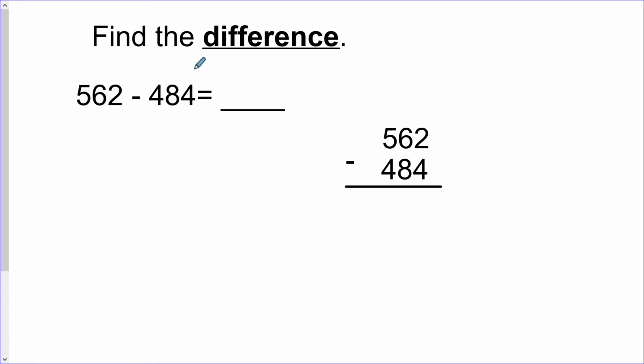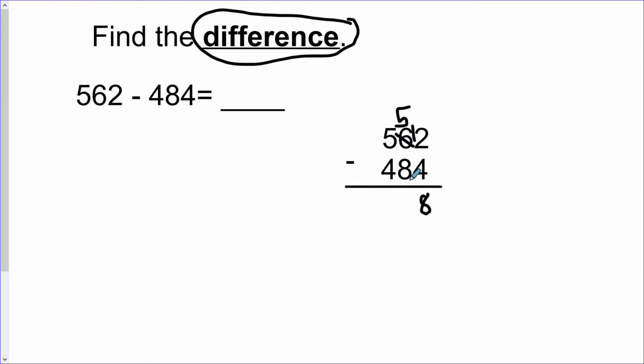Let's look at this one. Find the difference. Who's my smart person that remembers what difference means? That's right. It means subtract. So start with your ones place. You have 2. Take away 4. Can we do that? Regroup. So we're going to our tens place. We're going to take one of those tens away, trade it out in the bank, and get 10 ones. 10 plus 2 is 12 ones. 12 minus 4. 8. I have 5.